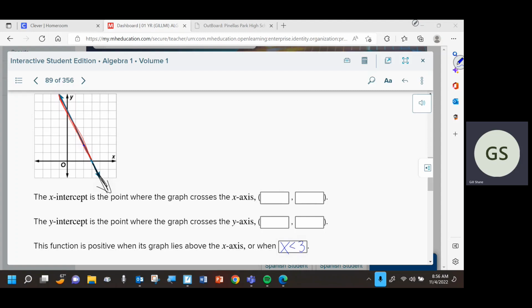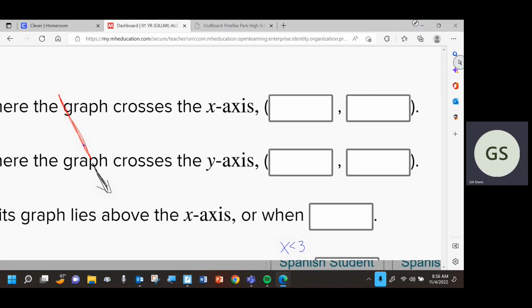Wish I could zoom. Oh, wait, can you? I don't know. That's fine. Oh, I can't. Good.